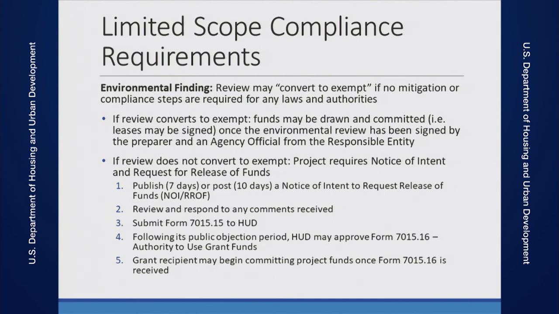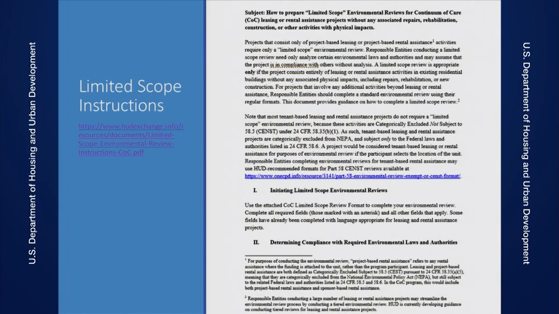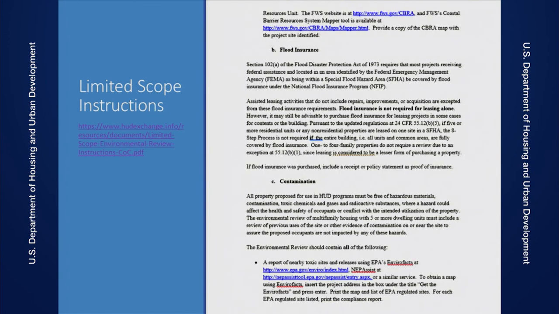If HUD approves the 7015, again, it will respond with 7016, the authority to use grant funds. Only after the recipient receives that form from HUD may it begin committing funds. So that was a lot of information, but it's all available in the limited scope instructions. This document provides step-by-step instructions on how to complete a limited scope review properly, including how to comply with each of the laws and authorities.